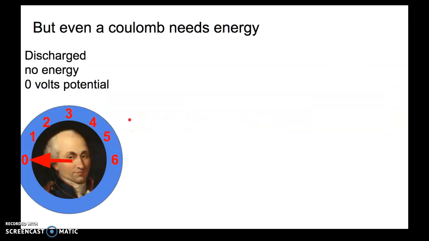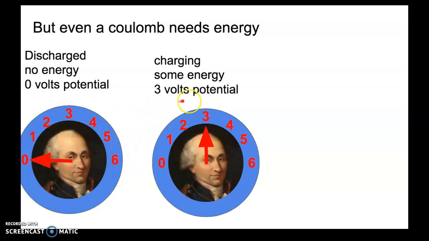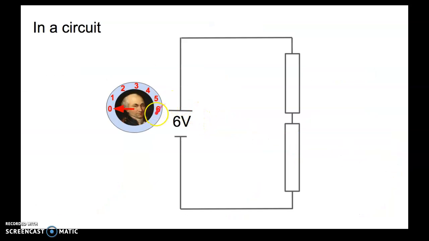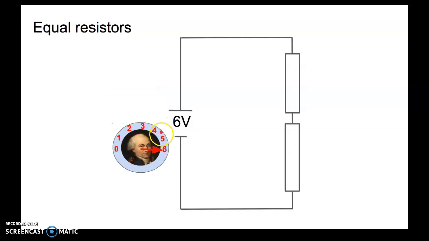And even if you've got that number of electrons, you're not going to have energy unless you give it some potential. So I've got a sort of fuel gauge here for our coulomb of charge. And as it gets charged up to 3 volts with potential, or fully charged, say for 6 volts, then that's it now, brimful of energy, and it's now got 6 volts of potential. So if we put it on the circuit, here's our power supply or battery with 6 volts there. As the charge moves through the power supply, it charges up from 0 to 6 volts.